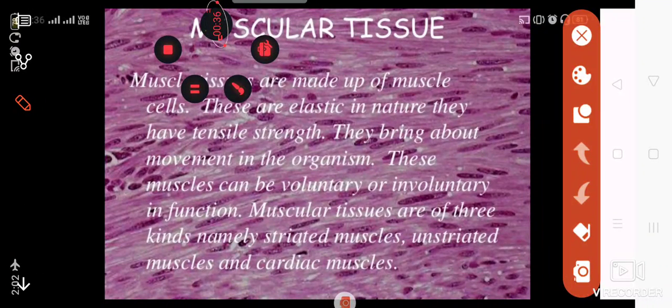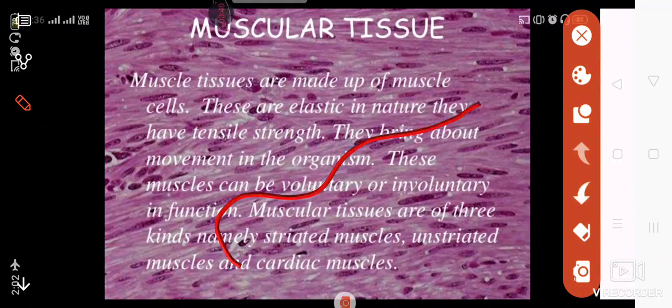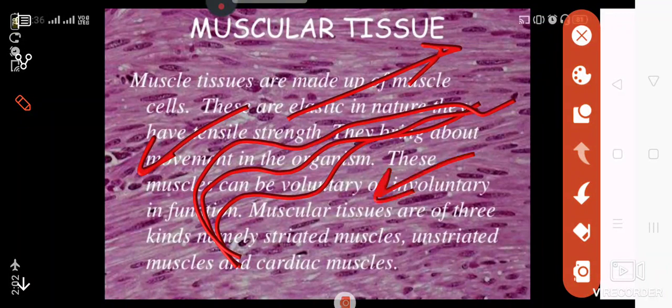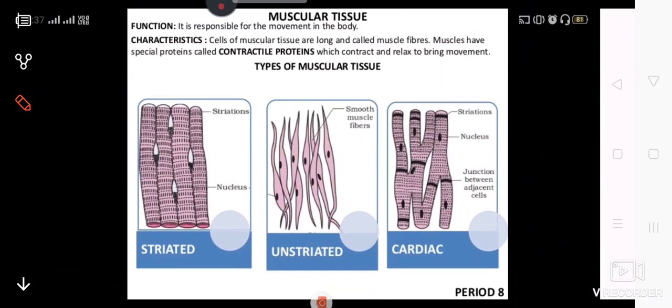Basically, muscular tissues are very elastic in nature. And why are these elastic? Because these are made up of fibers, and the fibers have a property to contract and relax. That is why these provide a kind of movement in your body. So the function of muscular tissue is to provide movement in your body, movement of different organs inside your body and outside your body. You are able to move your hand, your legs, you are closing your eyes and opening them, your heart is beating, your intestines are having other kinds of motion. All these movements are possible due to the muscular tissues.